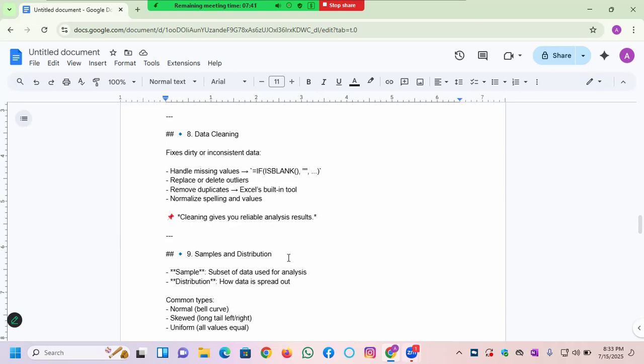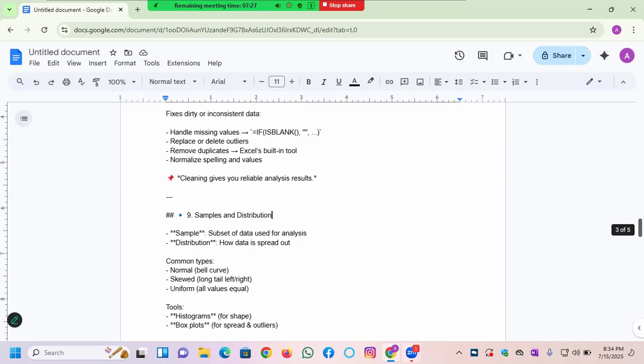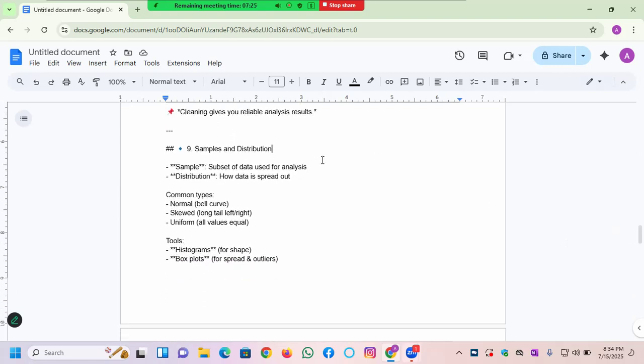Then we move to sample and distribution. Now, what is a sample? A subset of data used for analysis. That's what a sample is. Then what is distribution? Distribution has to do with how data is spread out. So what are the common types of distribution? We have normal distribution. That one is like a bell curve, right? So that is what normal distribution is about. It's more or less like a bell curve.